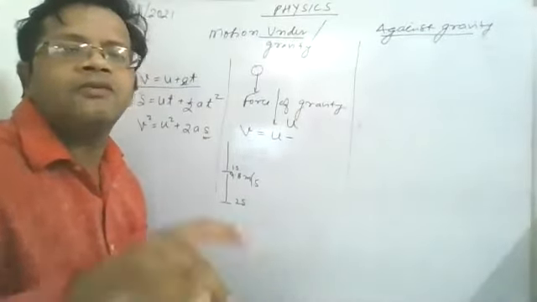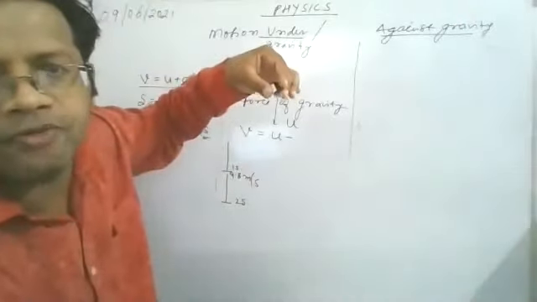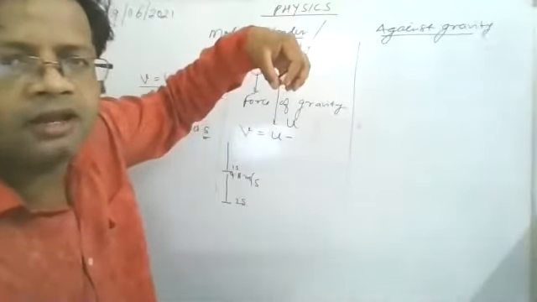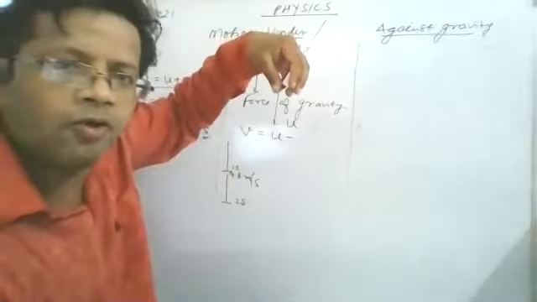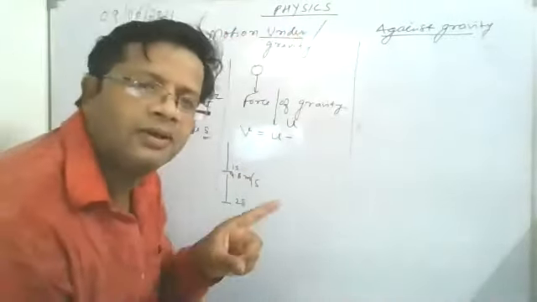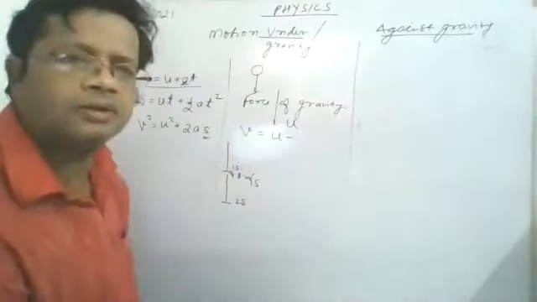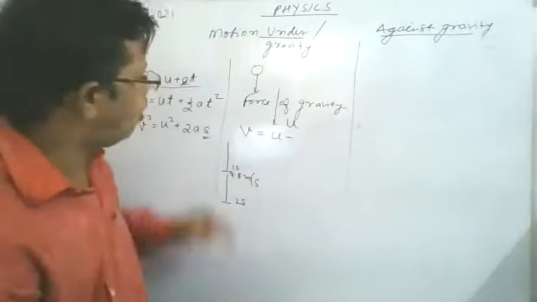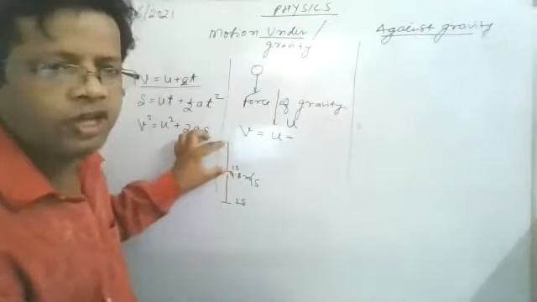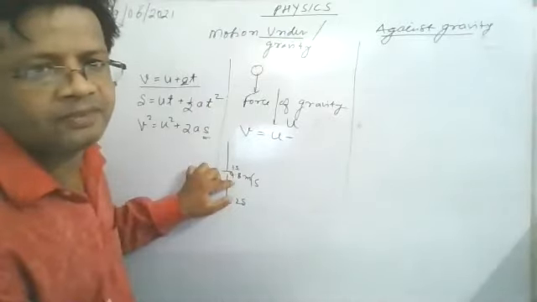See here, simply I am explaining: if we leave any body to free fall, this is called free fall. When we leave any body, its initial velocity is 0. It falls on the surface of Earth because of the gravitational pull of Earth. Earth attracts any body toward its surface. Because of the gravitational pull, in every 1 second there will be a fixed increase in velocity, that is 9.8 meter per second.